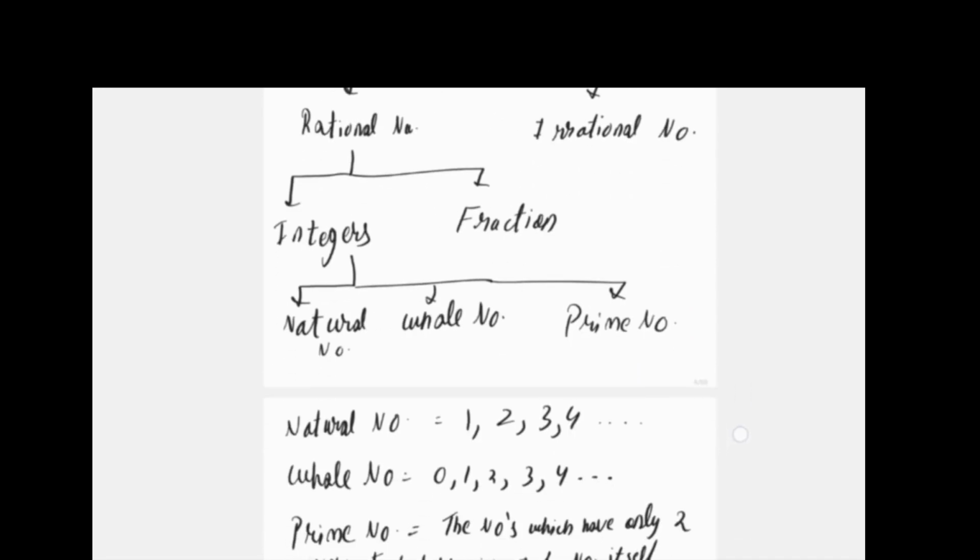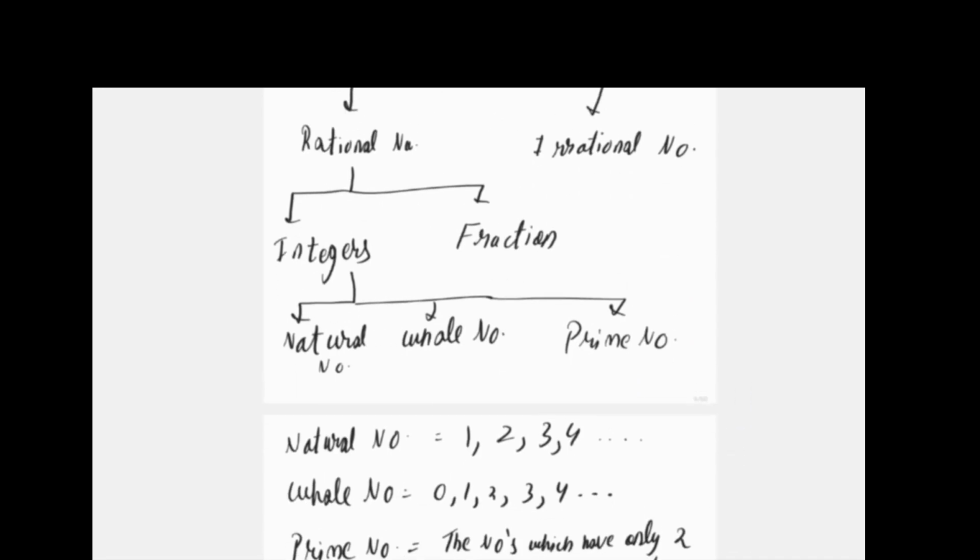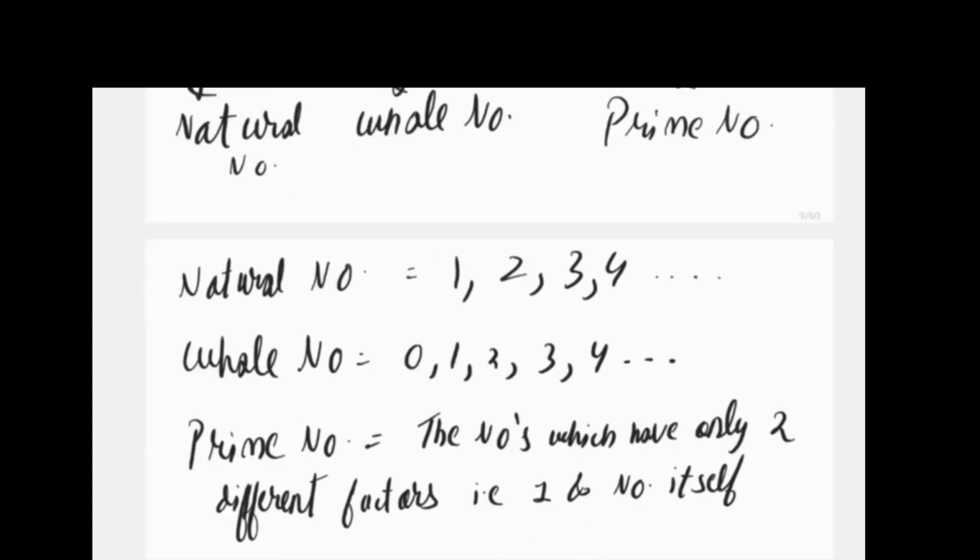So what are natural numbers? The counting numbers are called natural numbers. They begin from 1, 2, 3, 4 and go to infinity. Now the positive numbers without decimals, starting from 0, 1, 2, 3 and going to infinity, are termed as whole numbers.